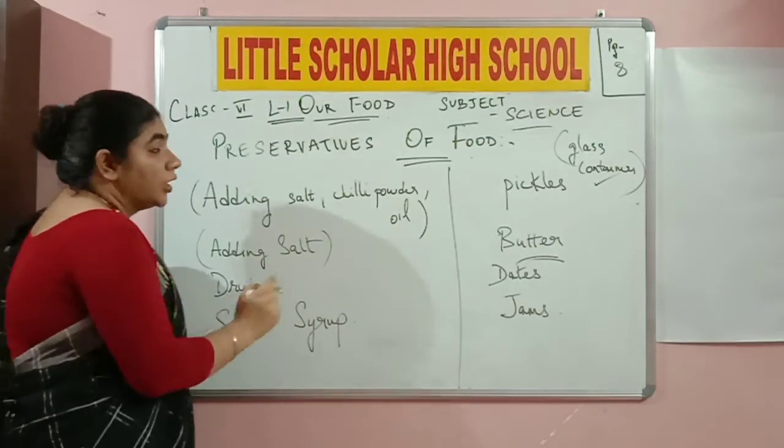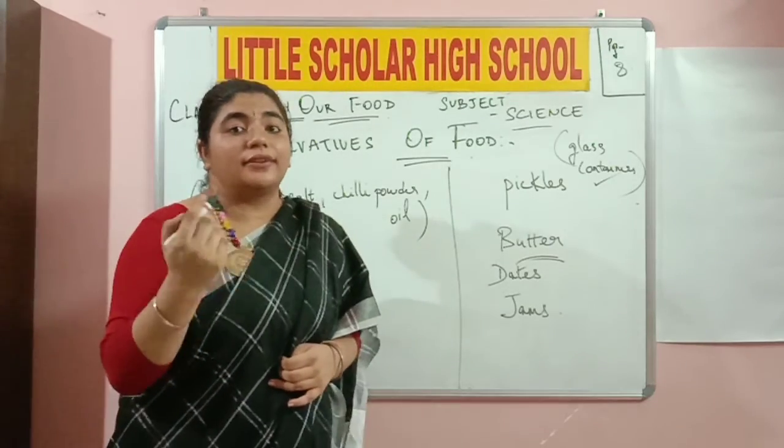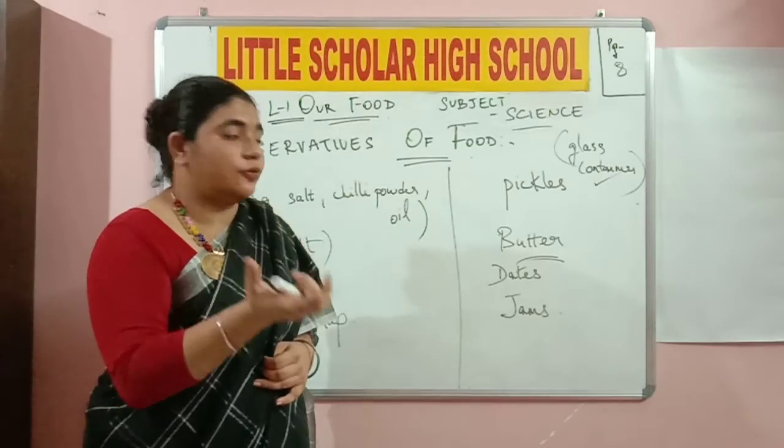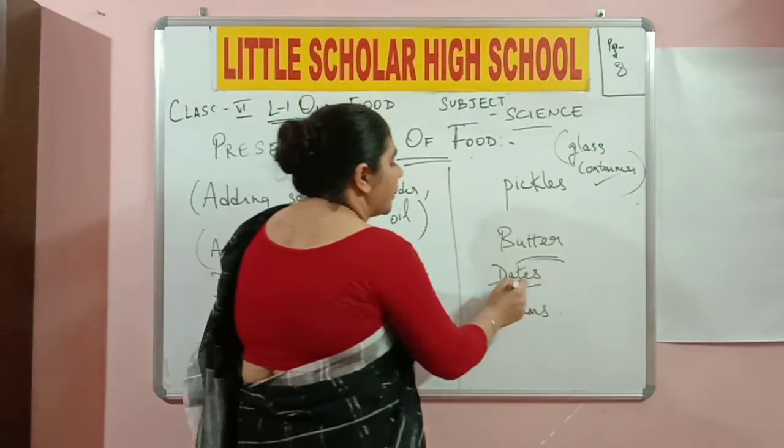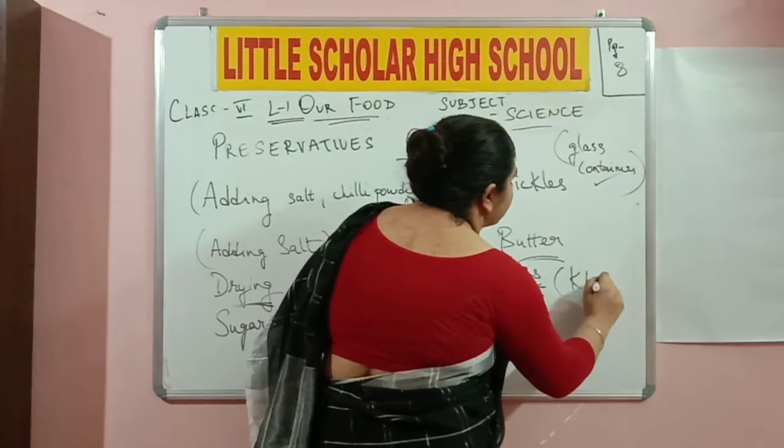Next we have drying. As initially discussed, we dry dates and raisins so that we get dry fruits. And see, they have mentioned dates over here. What are dates in Hindi? It's khajur.